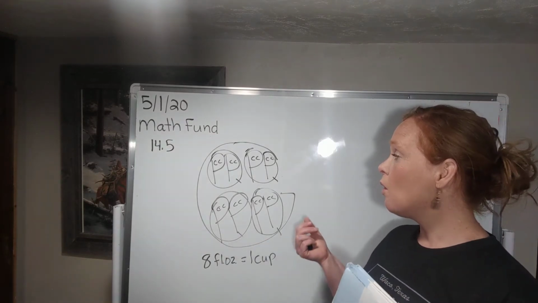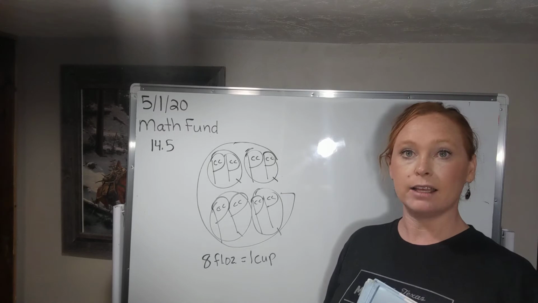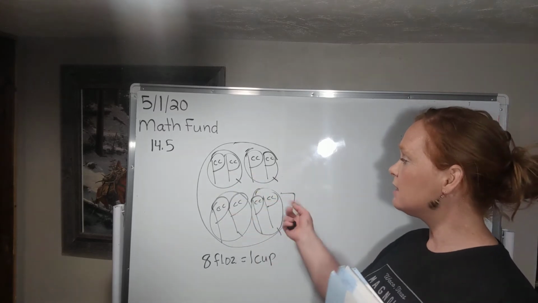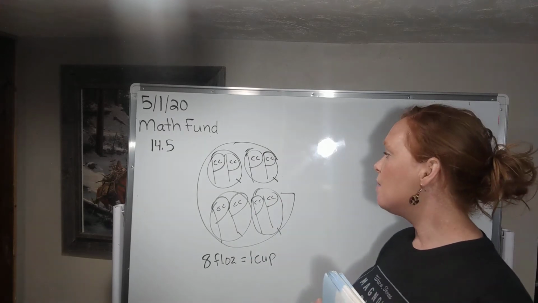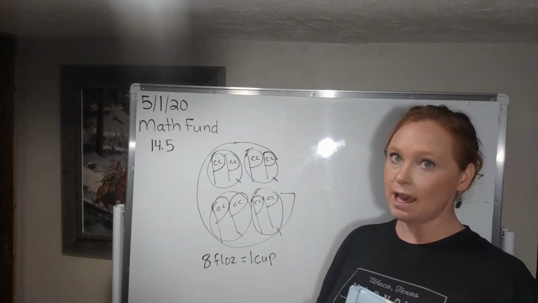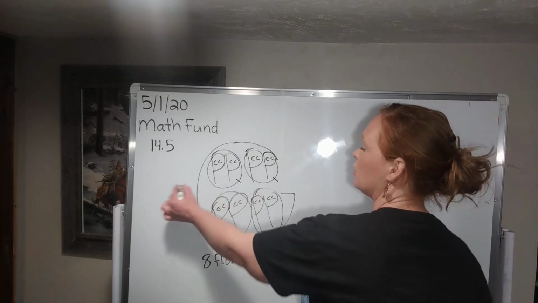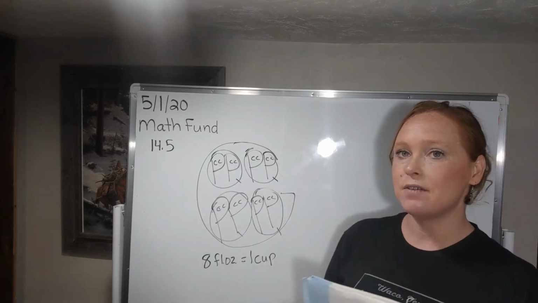If I wanted to know, well, how many pints are in a gallon? Okay, I count my pints that are inside 1 gallon. 2, 4, 6, 8. There are 8 pints in a gallon. How many quarts are in half of a gallon? Well, I picture it in half. There are 2 quarts in half of a gallon.